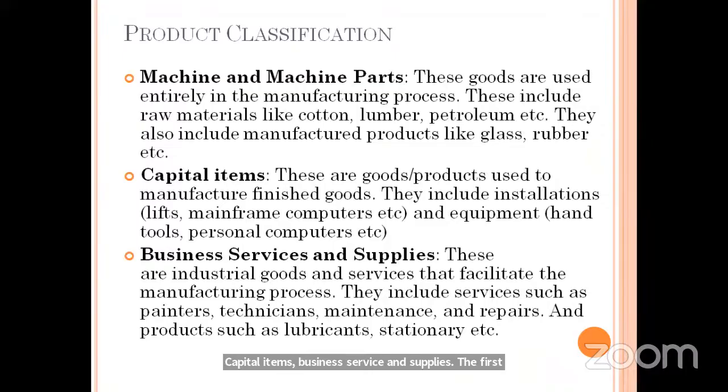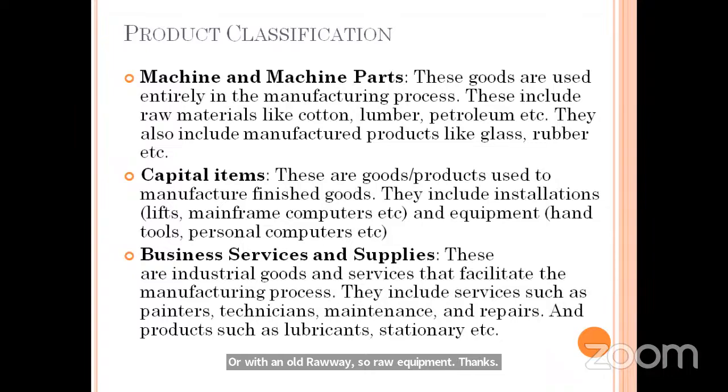These are the goods which are used entirely in the manufacturing process, and this includes raw materials like cotton, lumber, petroleum, etc. They also include manufactured products like glass, rubber, etc. That means some products are manufactured from the product in a raw way. So how do you take raw materials? You bring curtains home, and make a mattress as per your need, or make a pillow, or make a shop taste. So it is up to you. You will buy raw products from the market, then you utilize them. Fine. So that was called machine and machine parts.